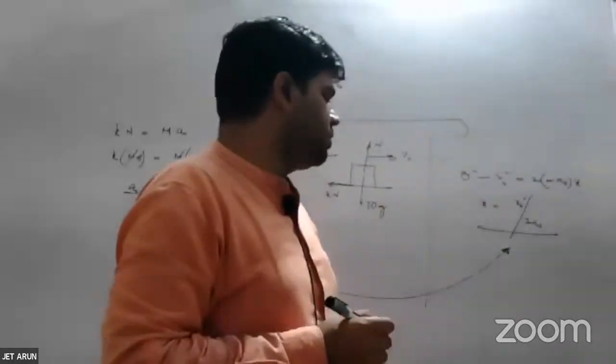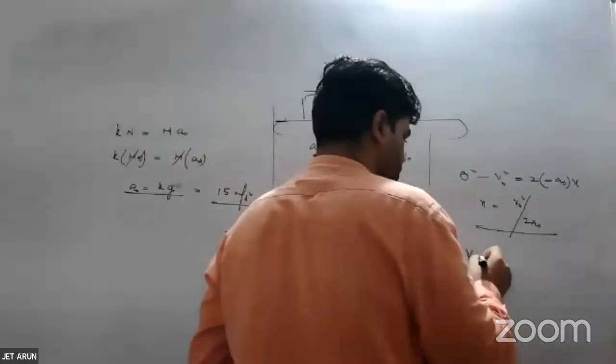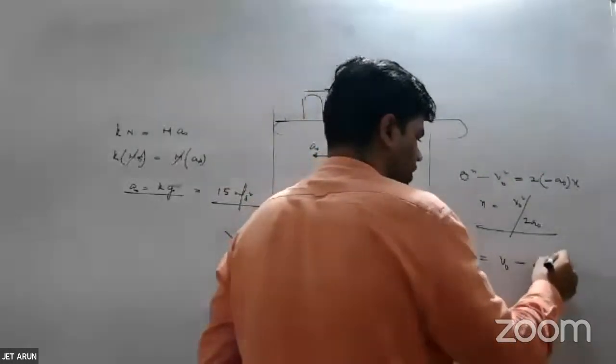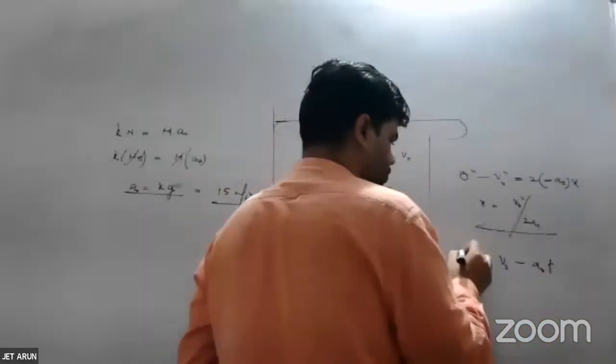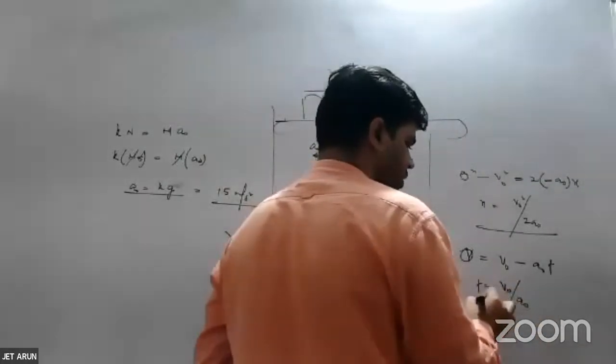The time after which it will stop, I'll use V is equal to U plus AT. So 0 is equal to V naught minus A naught T. T is equal to V naught by A.